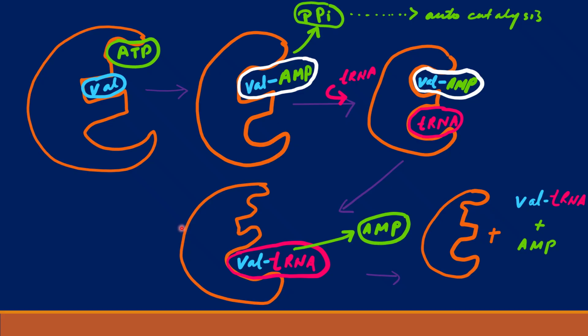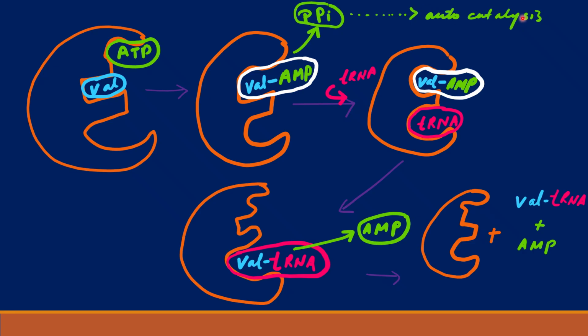This is a simple representation of what is happening at the active site of the enzyme. Supposing this is the enzyme, it has three binding sites, 1, 2, and 3. In the first step, ATP binds the active site and the amino acid valine binds the active site. I have taken valine as a representative example. Then, in the presence of ATP, valine is activated and converted into valine AMP. And PPI is released, which undergoes autocatalysis.